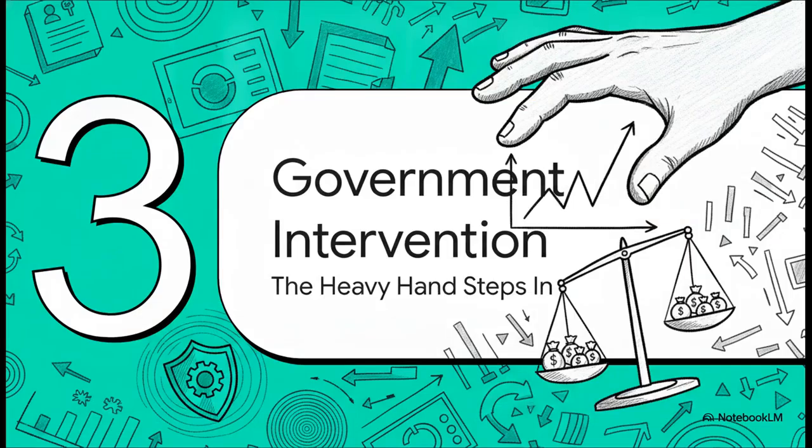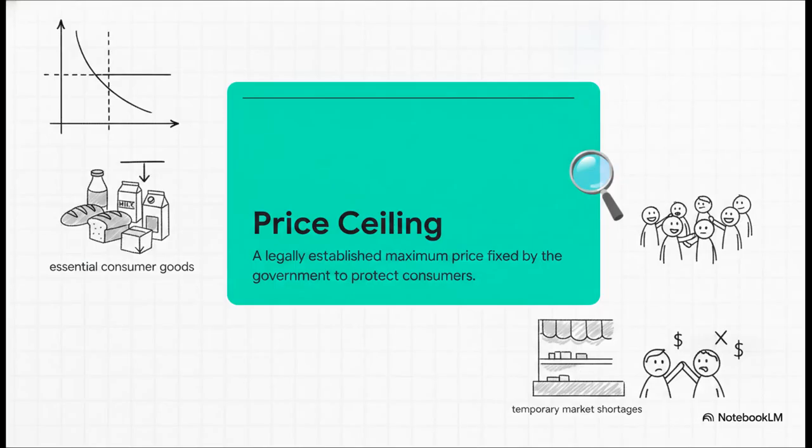Okay, moving on to part three, tools of government intervention. This is where the heavy hand steps in. Look, the free market is efficient, but it isn't always fair. When everyday essentials become dangerously expensive, say during a national crisis or a war, the government might step in and slap a price ceiling on things.